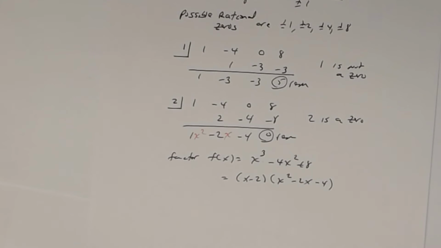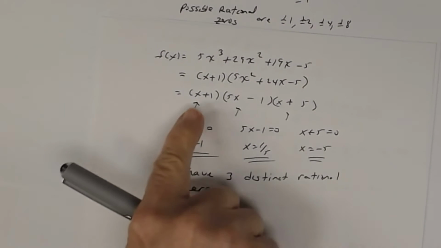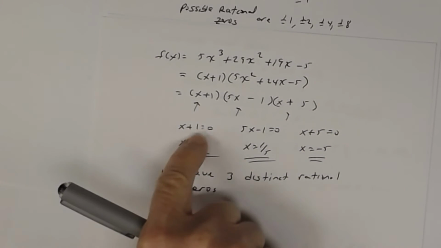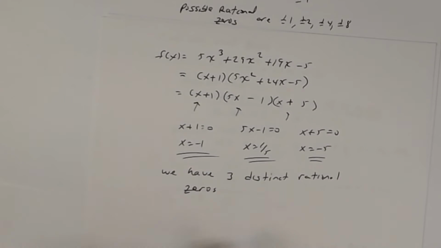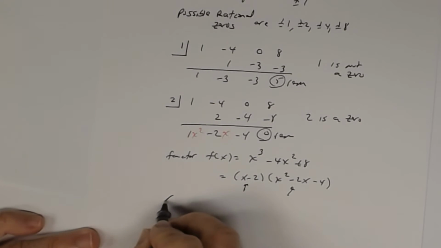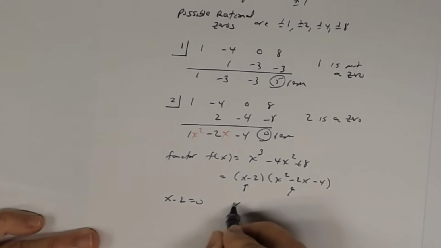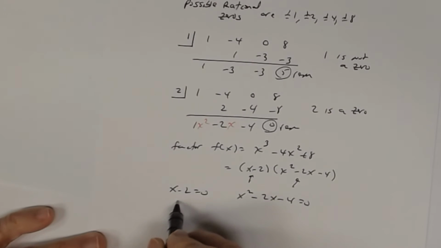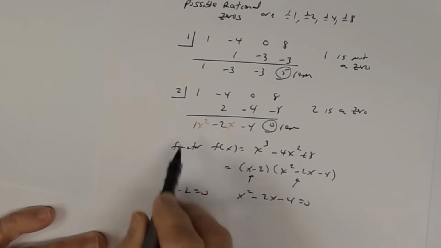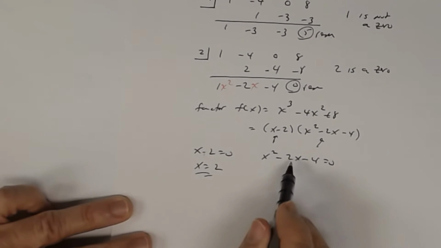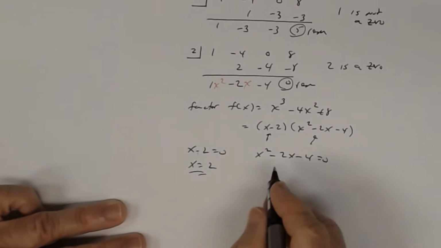Remember what we did in the previous two examples: we set each of those factors equal to 0. See how I factored this quadratic, and then we found the zeros? Those are the zeros. We're going to do the same thing here. So I get x minus 2 equals 0, and then x squared minus 2x minus 4 equals 0. This is linear, so we know that one of the zeros is already 2. We knew that already. But let's find the zeros of this quadratic equation now.